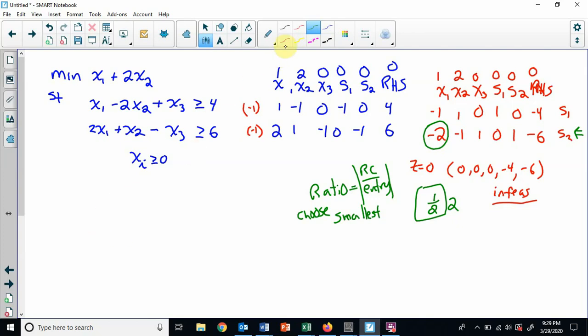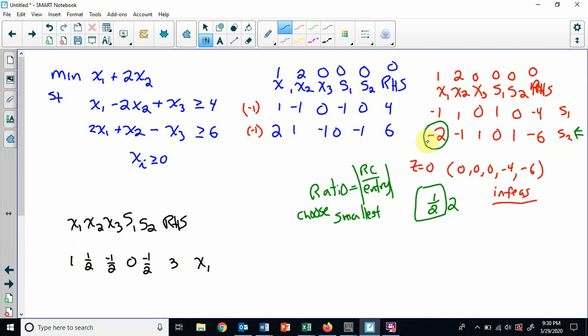So let me perform the pivot. Change colors again. So let's see, x1, x2, x3, slack 1, slack 2, and the right hand side. So if I perform this pivot, I'm going to want to get this to be a +1. So I'm going to multiply through this entire bottom row by -0.5. So if I do that, I will get +1, +0.5, -0.5, 0, -0.5, and +3. And instead of slack 2, we are pivoting in x1.